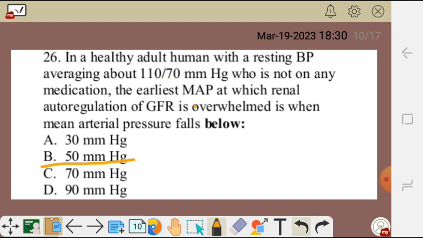Then below 50, that is too much, and 30. So immediately it falls below 70, then we know that autoregulators are now overwhelmed. We need extra help from other regulators, such as the release of ADH and also activation of the sympathetic nervous system, and the angiotensin or the RAS system will come in. So the correct answer here is C.